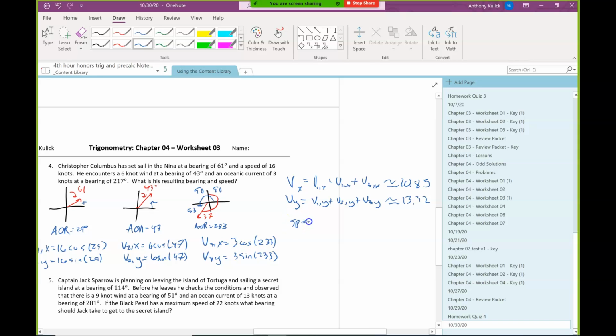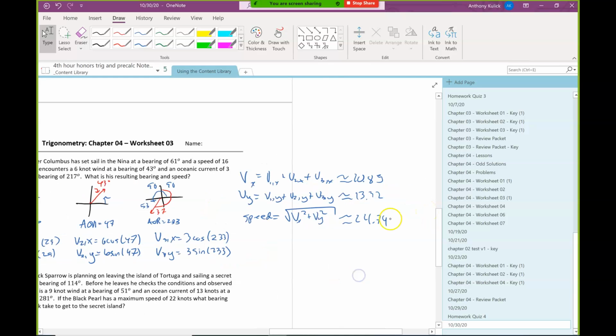So our speed then is going to be the square root of Vx squared plus Vy squared. So that's about 24.74. I think those were knots.